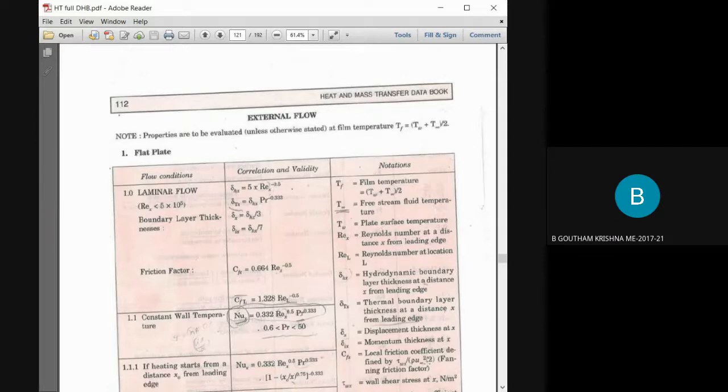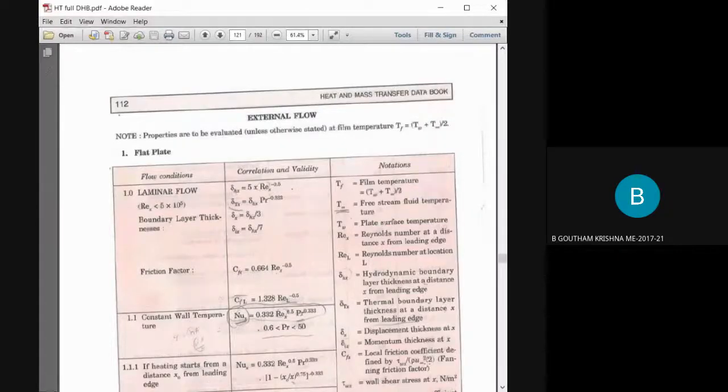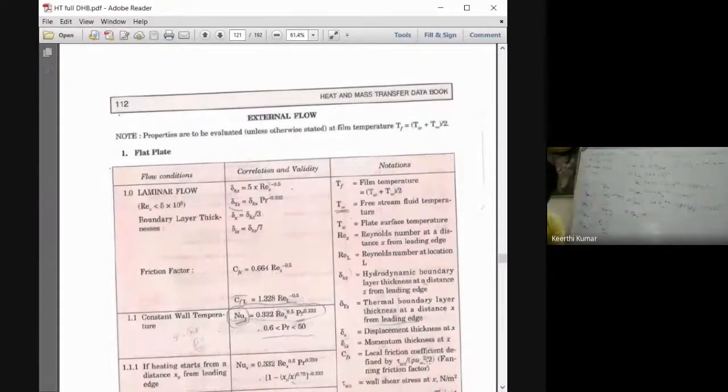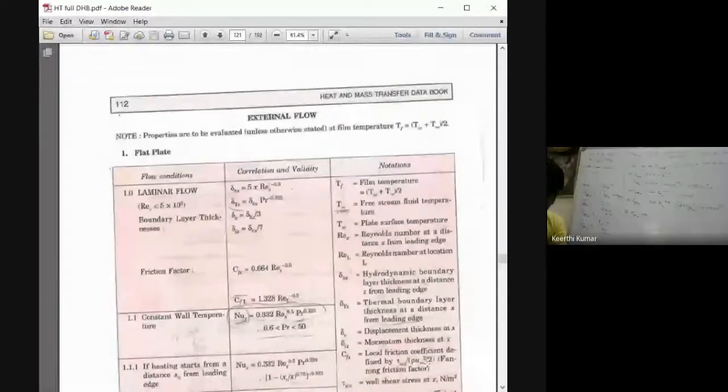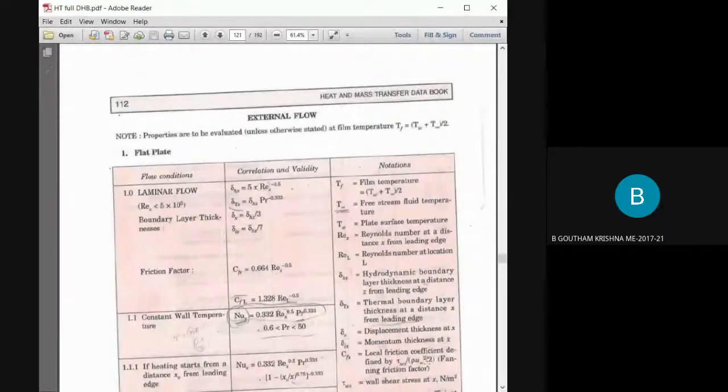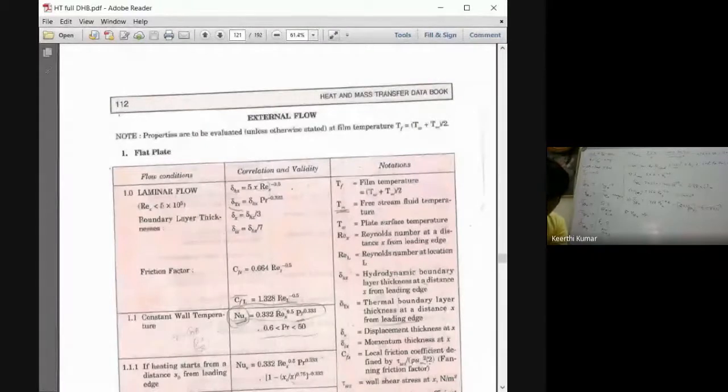So where is the formula, sir, for tau? Tau, in the third row, in the third column, there are notations, no? Sir, the third column is notations. Page number 112 in the data book is what I am referring to. Yes, sir. There you find CFX. CFX is equal to local friction coefficient defined by, that means first CF at X is equal to tau max divided by.